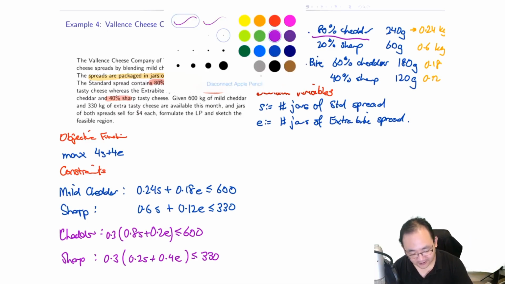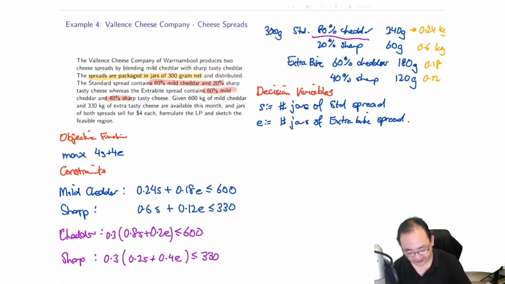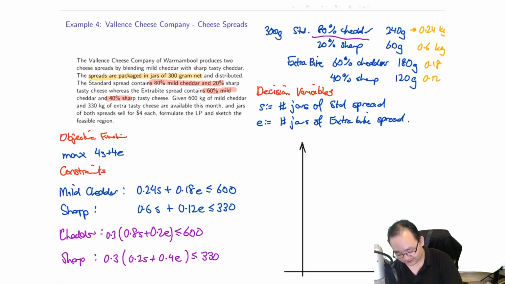So now I'm going to jump straight into sketching the feasible region. At this stage, you have my permission to stop watching and just jump straight into the solution of the result. But for those who need a bit more practice, feel free to follow on. So what I'm going to do first is rewrite the constraints into something a bit easier to understand.